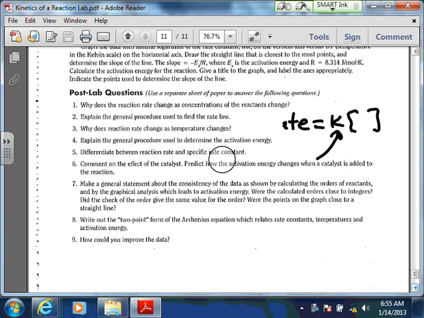Comment on the effect of the catalyst, and predict how the activation energy changes when a catalyst is added to a reaction. We know that. We've talked about that in class. A catalyst lowers the activation energy, which allows the reaction to happen faster. Make a general statement about the consistency of the data with calculated orders close to integers. This is where you get to talk about how close your results were to what might be expected for this reaction.